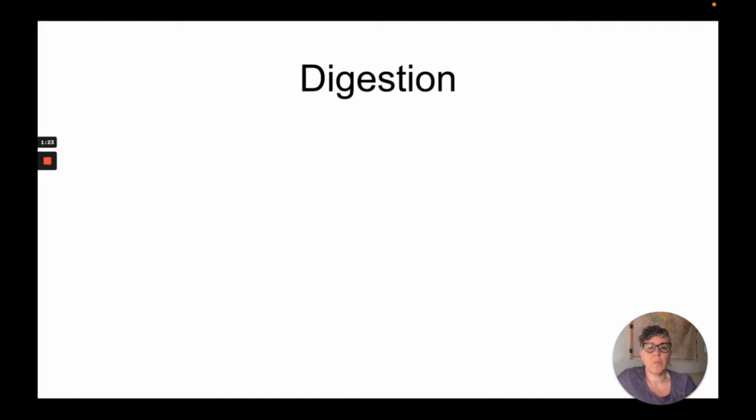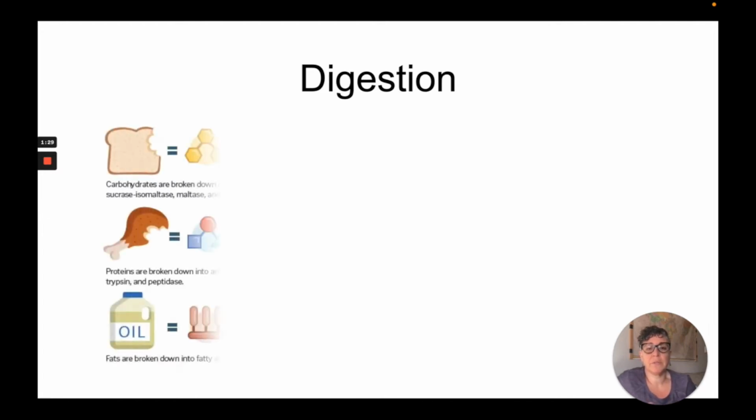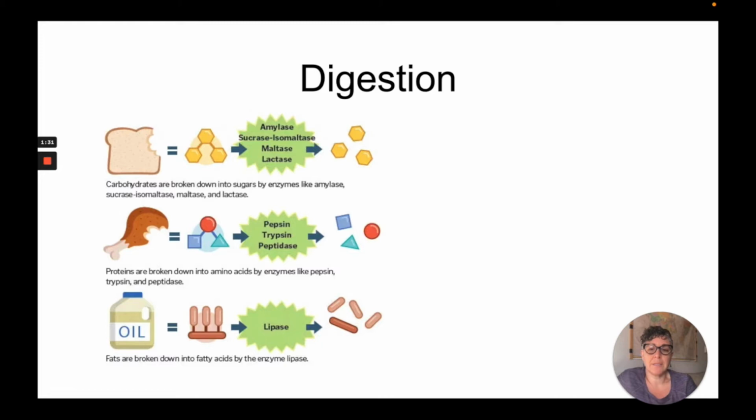So let's talk about some of the enzymes that are in living things. We're first going to talk about digestion. That is in animals, where carbohydrates are broken down into sugars, proteins are broken down into amino acids, and fats are broken down into fatty acids.